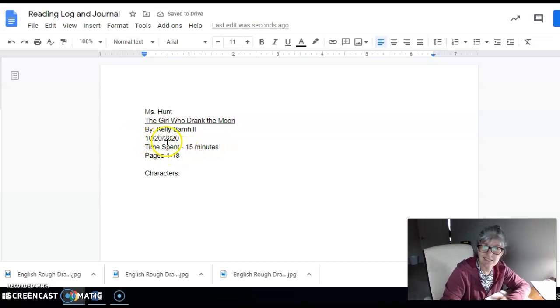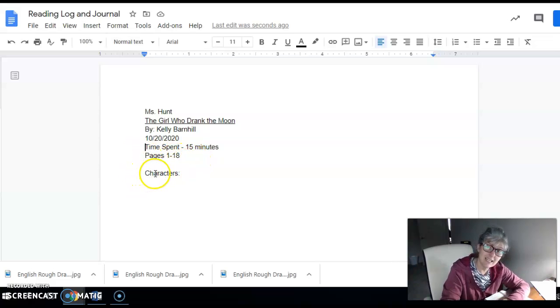I put the date, and this is the reading that I did today. The time I spent was 15 minutes. In class, it tells you to spend 30 minutes, but 15 minutes works. I want you to read for 15 minutes, and then spend about 15 minutes doing your reading log or reading journal. Spend some time really making sure that you're answering questions and prompts and keeping track of your reading. Make sure you write down what pages you read. Pages 1 through 18 is what I read today.